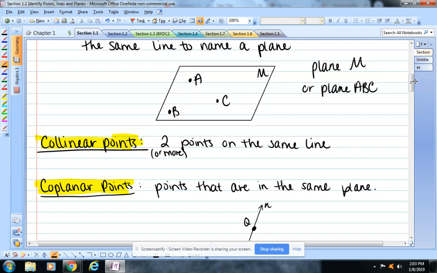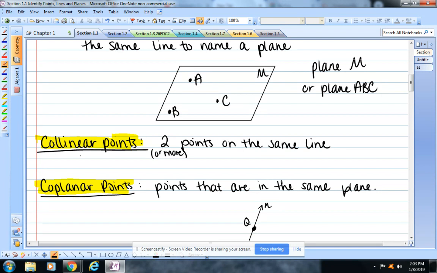So points are collinear. Now, linear, where do you think that comes from? What word? Does anybody remember from algebra? Linear comes from what word? Line. Things that are linear make a line. So collinear means 2 points that are on the same line. So points that are on the same line are called collinear.